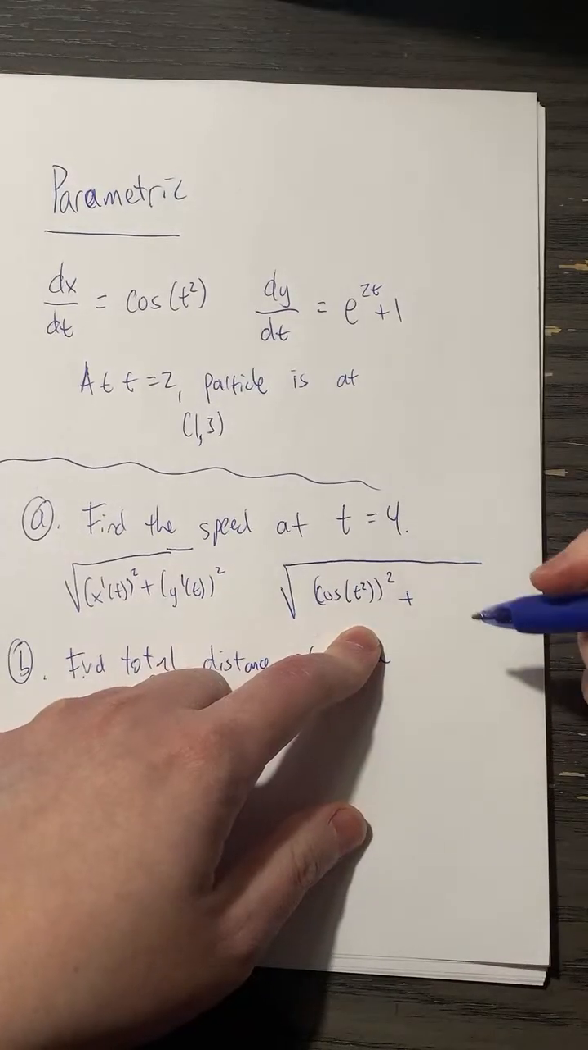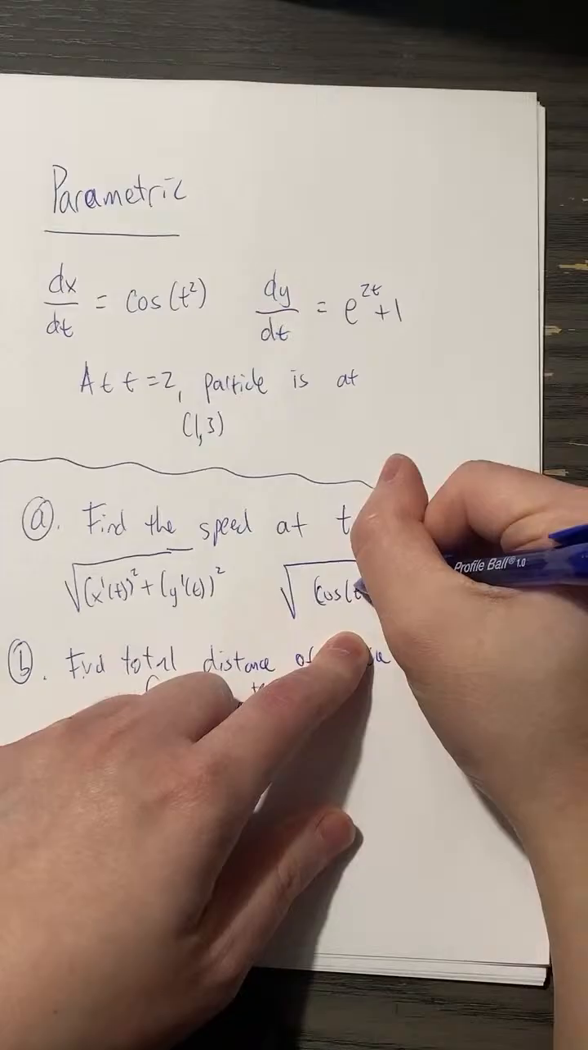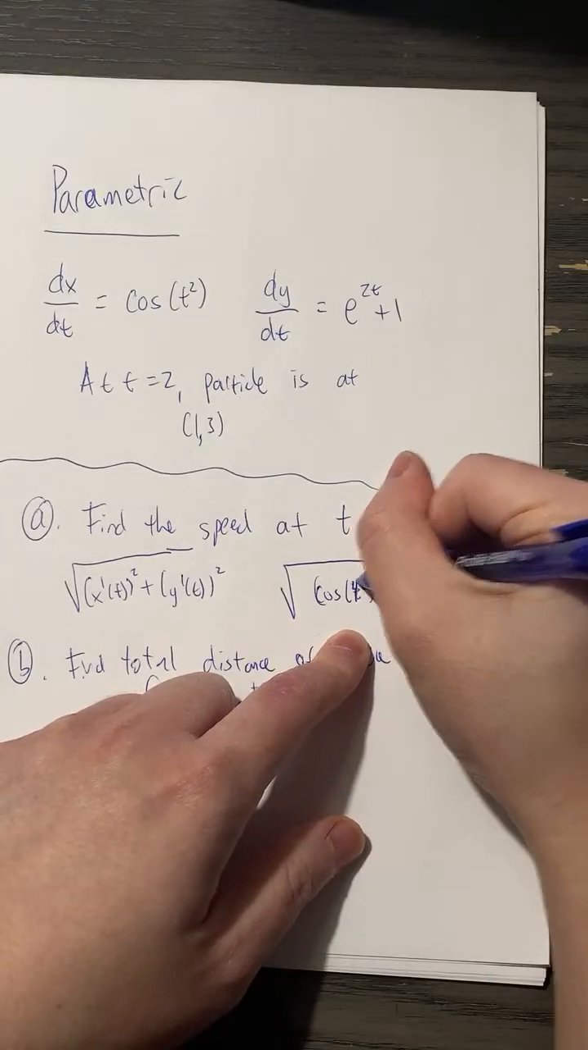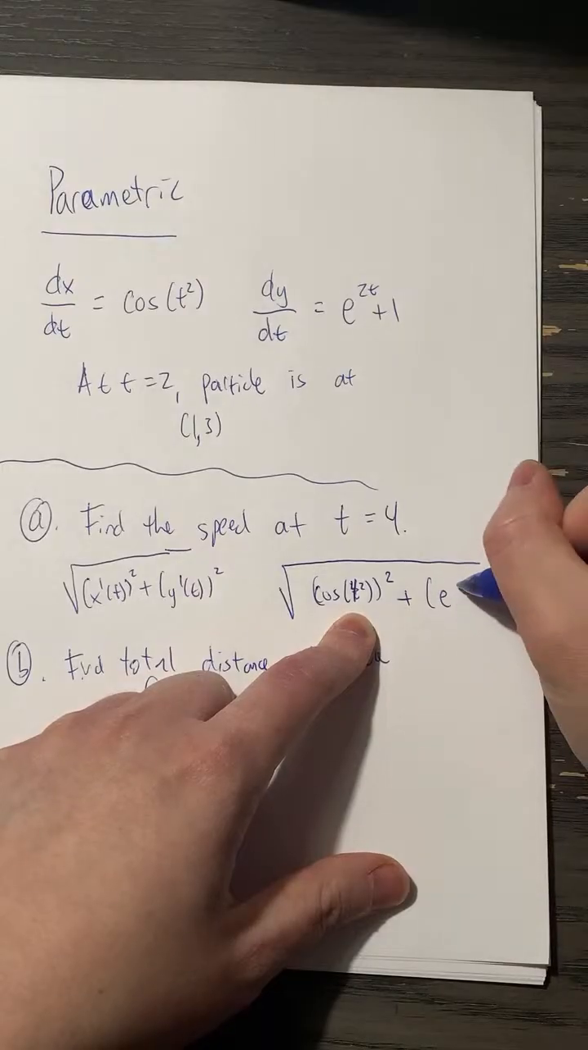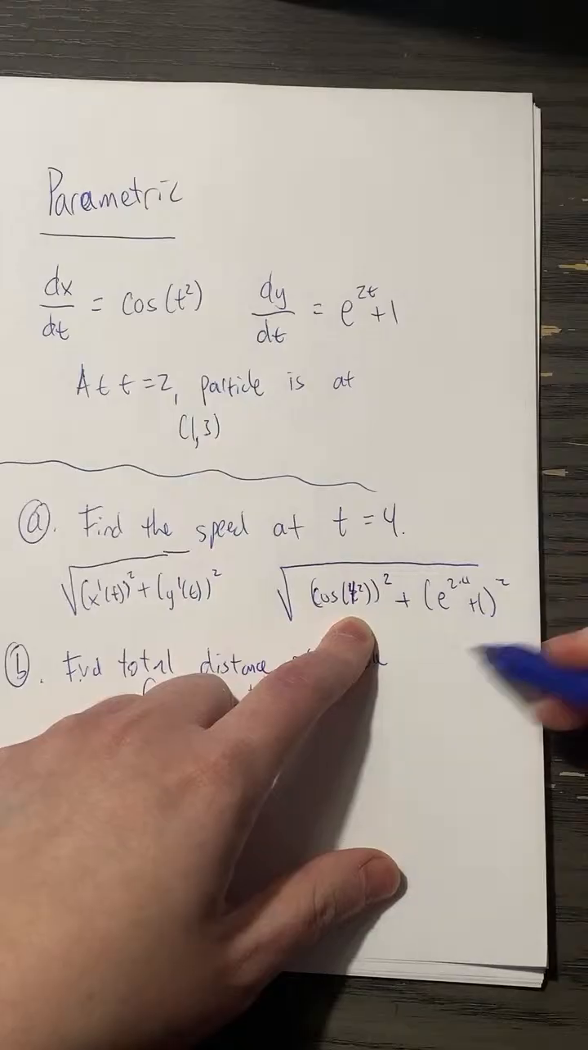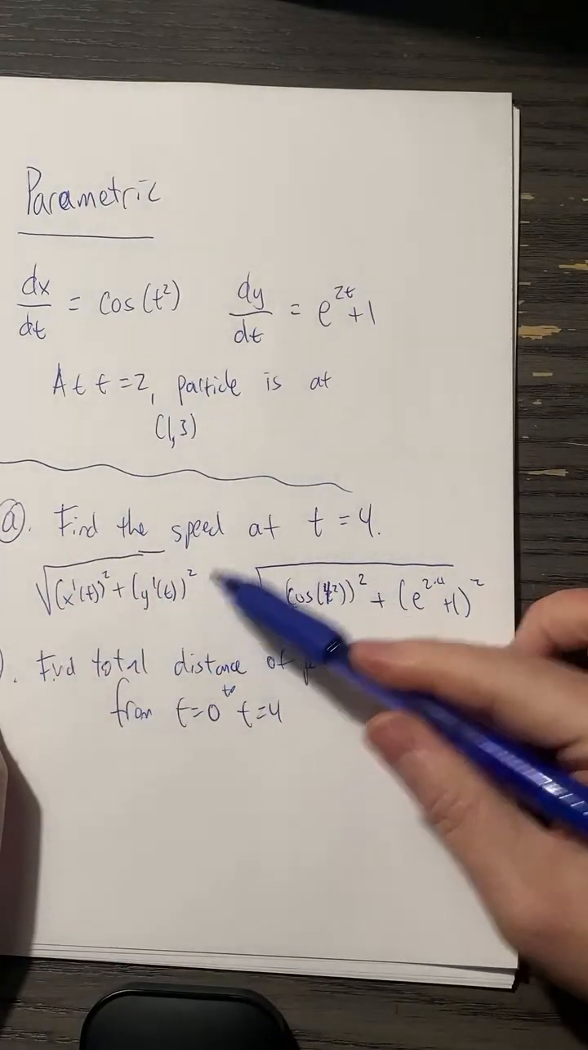plus the other one. Oh, I forgot to plug in 4, so I'm plugging in 4. That's the only thing you have to do in this question, if you know the formula. So this is the answer, right? It's not hard. You just plug in 4 into this formula.